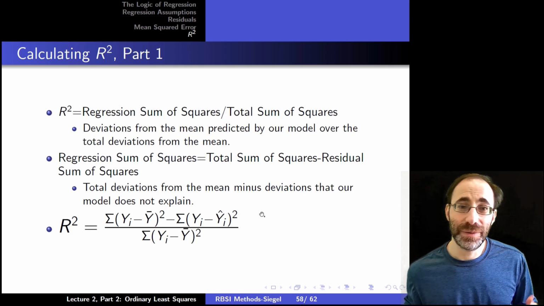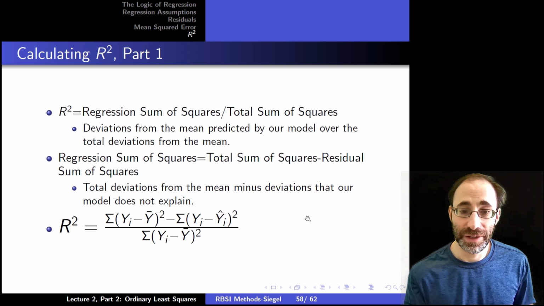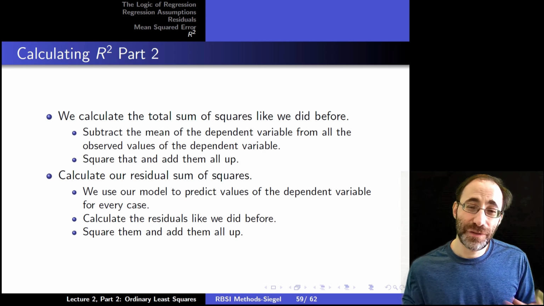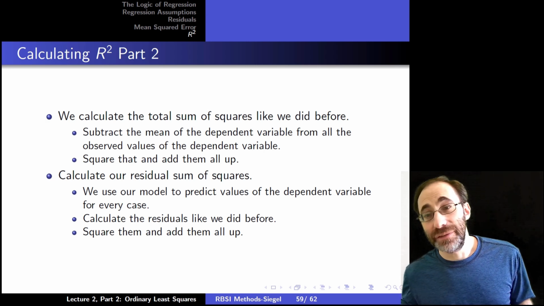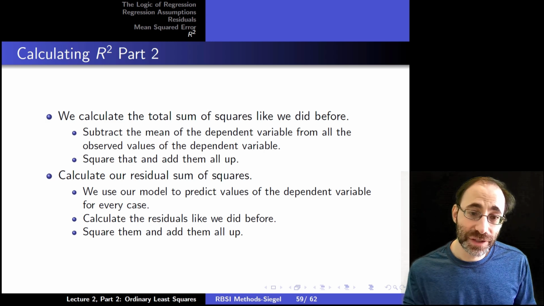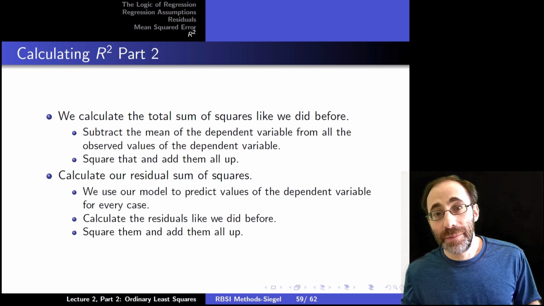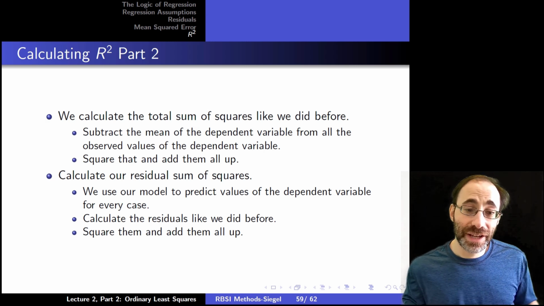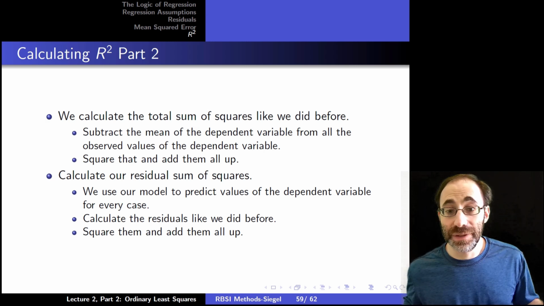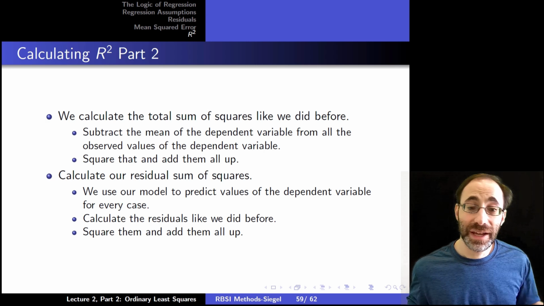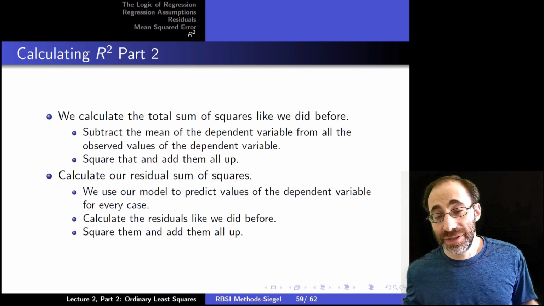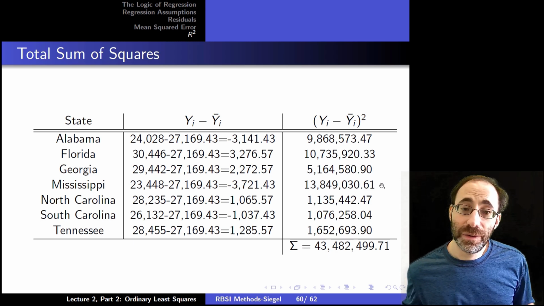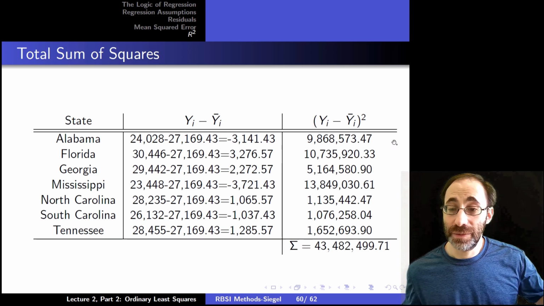It requires a little more calculation than the root mean squared error, but not too much. So we can calculate the total sum of squares like before. We subtract the mean of the dependent variable from all the observed values of the dependent variable. We square them and add them all up. Then we calculate a residual sum of squares as before by using our model to predict values of the dependent variable for every case. We calculate the residuals, square them and add them up, and put it all together. So here, we had already done, for example, the residual sum of squares.